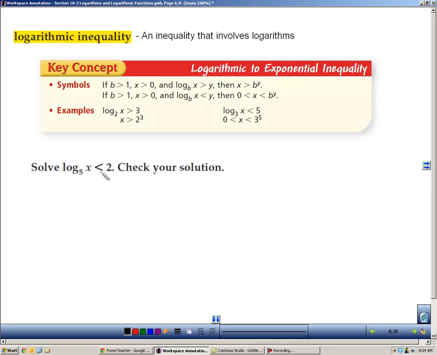So if I go down here, I see it's less than, and if I look at my less than part of the key concept, it says I'm going to take my x, and I'm going to make it smaller than the base, which, my base is 5, to the exponent of 2. But I'm also going to say that my x can't go below 0. So here's how I'm going to rewrite my log as an exponential function. So I can say that 0 is less than x, which is less than 5 squared, which is 25. So that's how I can evaluate my log.